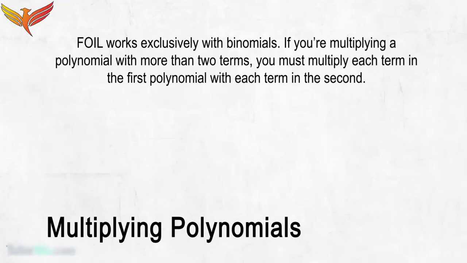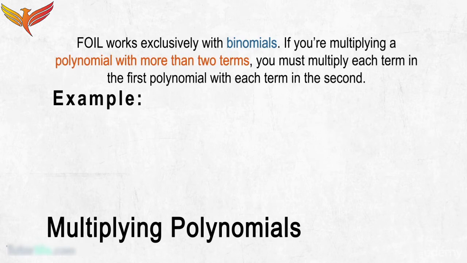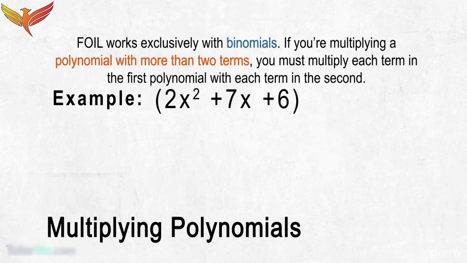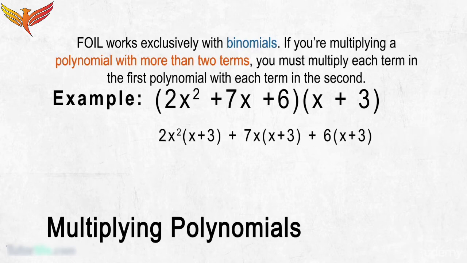FOIL works exclusively with binomials. If you are multiplying a polynomial with more than two terms, you must multiply each term in the first polynomial with each term in the second polynomial. Let's look at an example. 2x squared plus 7x plus 6 times x plus 3. So we'll distribute 2x squared, 7x, and 6 to x plus 3 individually.